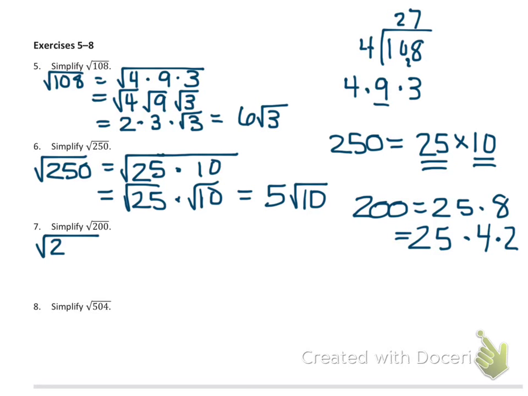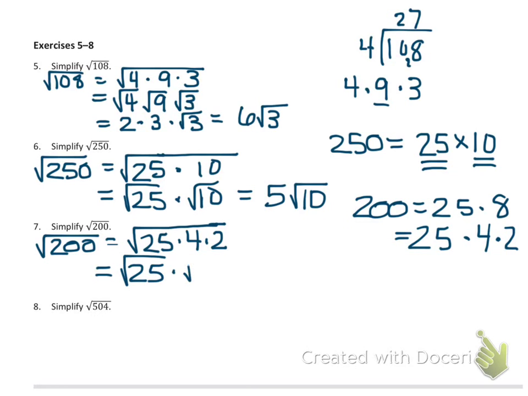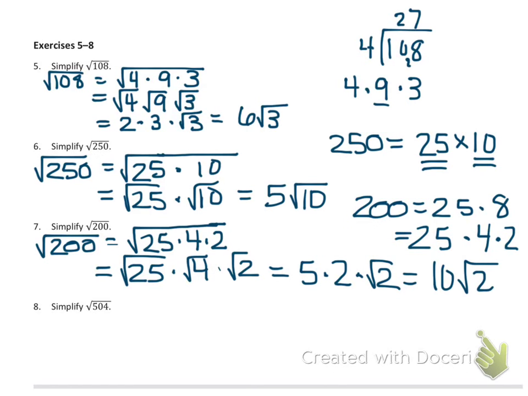So square root of 200 is equal to the square root of, I'll write this as 25 times 4 times 2. Okay, which is equal to the square root of 25 times the square root of 4 times the square root of 2. And that's going to be equal to 5 times 2 times the square root of 2, which is 10 times the square root of 2.